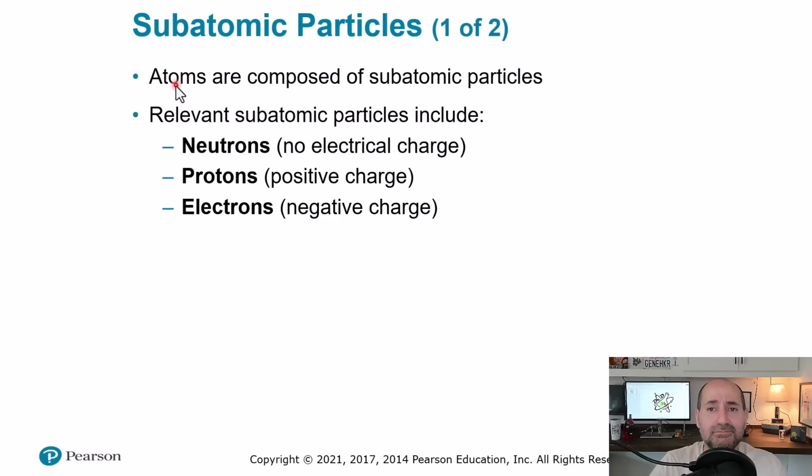And what is an atom comprised of? Atoms are actually made up of smaller parts called subatomic particles. And there are 3 main subatomic particles. There are neutrons, which have no electrical charge. There are protons, which have a positive charge. And the tiny electrons, which have a negative charge. These are the three subatomic particles that make up atoms.